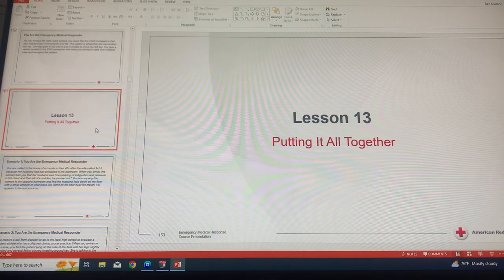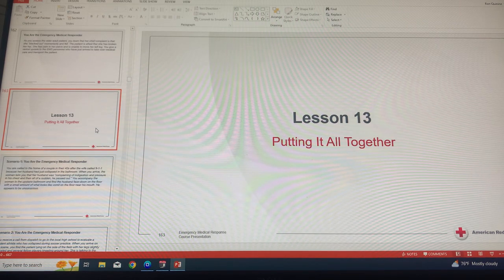Lesson 13, putting it all together. Lesson 13 is going to recap the last few chapters, last few lessons rather. Also, we're going to be discussing 3 scenarios in person in this particular lesson.